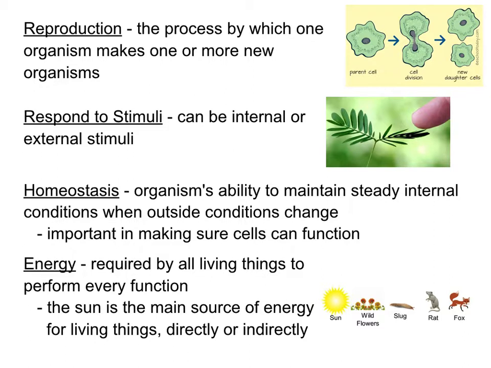We and other animals get ours indirectly. That means we eat the flowers, or we eat the thing that eats the flowers, or we eat the thing that eats the thing that eats the flowers. We're still getting our energy from the sun, just not directly. We have to get it by eating something which eventually ate some sort of plant that got its energy directly from the sun. That's what indirectly means. So those are the 6 characteristics of life, and that is where we're going to stop this section.